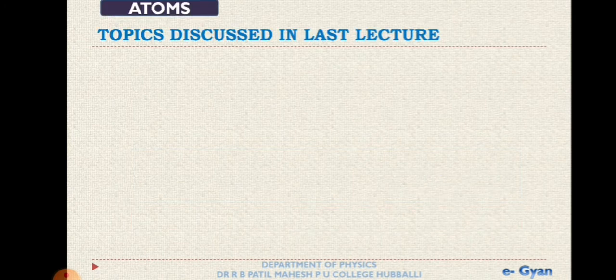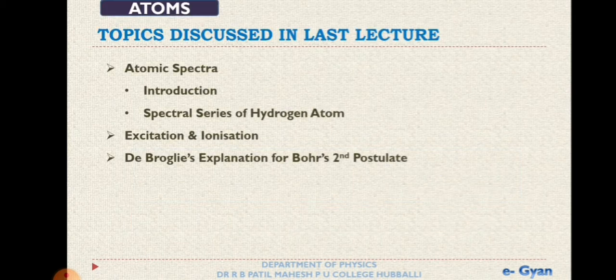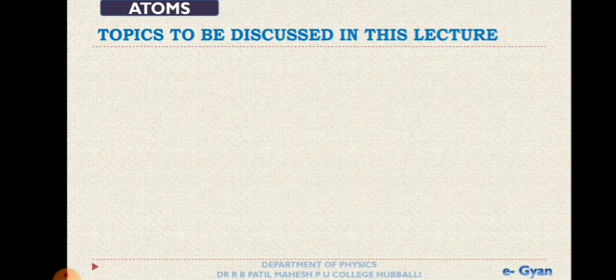In lecture 5, we had discussed the introduction of atomic spectra, then the spectral series of hydrogen atom. We had also discussed the concept of excitation and ionization of atom. And finally, we dealt with de Broglie's explanation for Bohr's second postulate. In this lecture, let's work on the numericals on the chapter atoms.